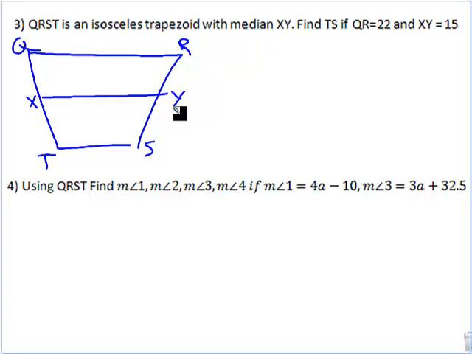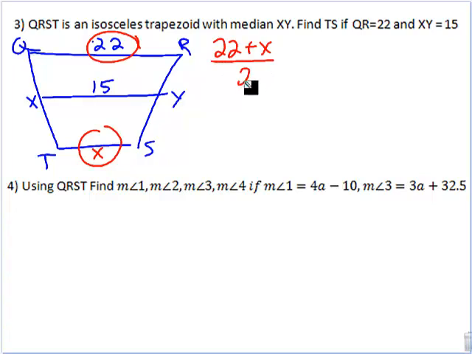So that'll come down to this one. For this one, if QR is 22 and XY is 15, we want to find TS, and we're told that XY is the median. Okay, so what do we know about the median? Median's the middle. So how do you think you'd find the median of an isosceles trapezoid? We would need to take our two base lengths, so 22 and whatever this base length is, we'll call it x. We'd have to add those up and divide by 2, and that would give us the median. But what's our median here? 15, so we can now just say it equals 15.